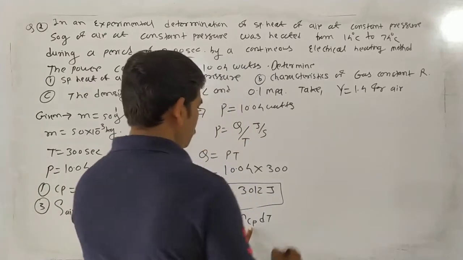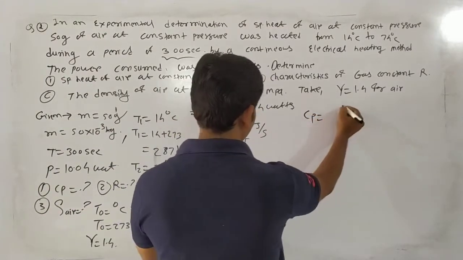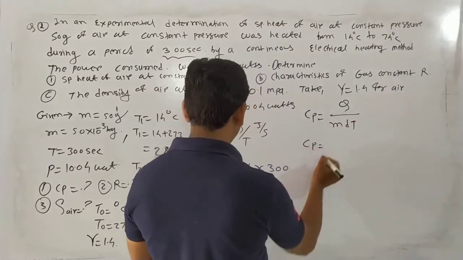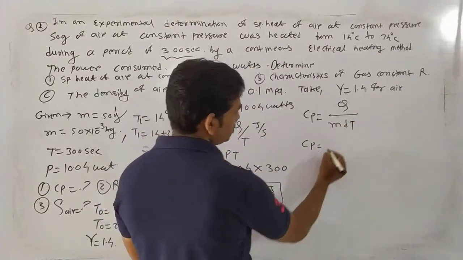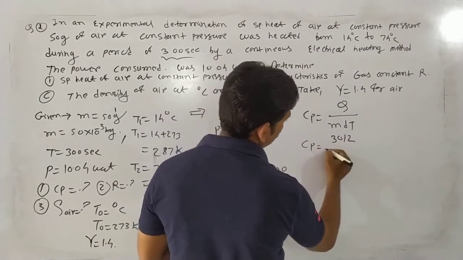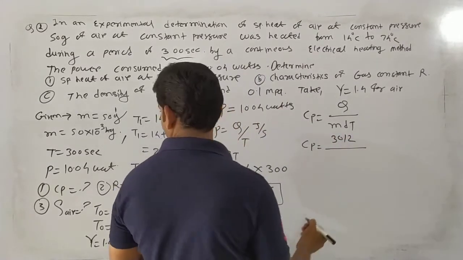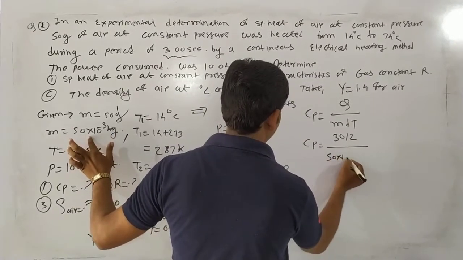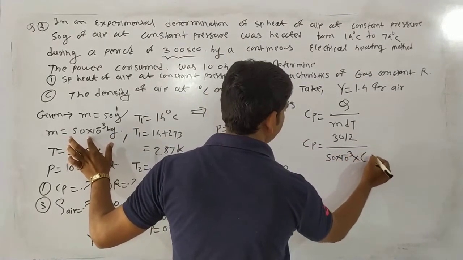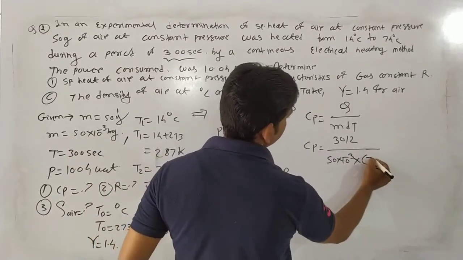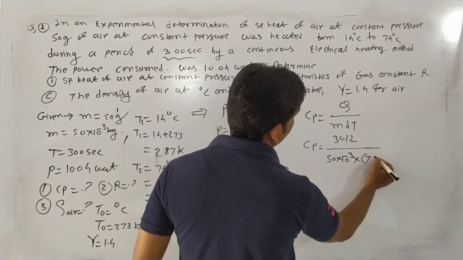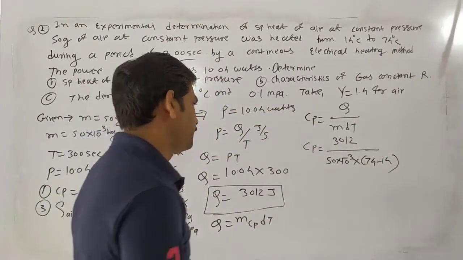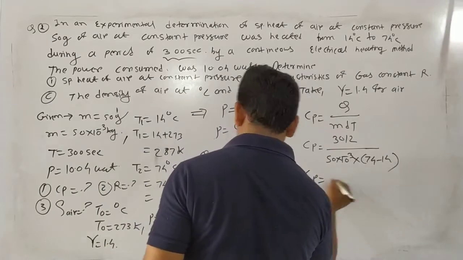So we require the value of Cp. Cp means Q upon m dT. We calculate the value of Q, it is 3012, divided by m. m is how much, guys? 50 into 10 to the power minus 3, into dT. dT means temperature difference, 74 minus 14, T2 minus T1. So what is the value of Cp? Tell me, determine.